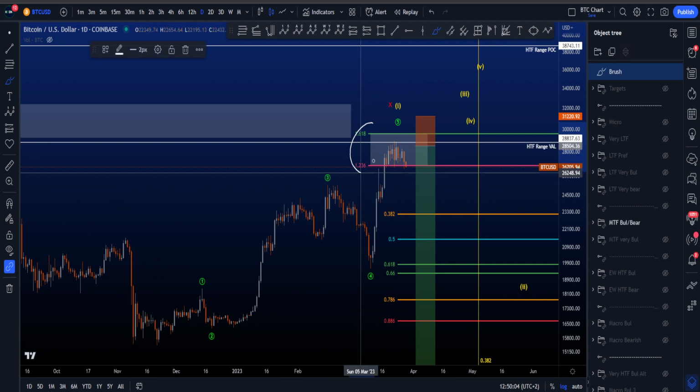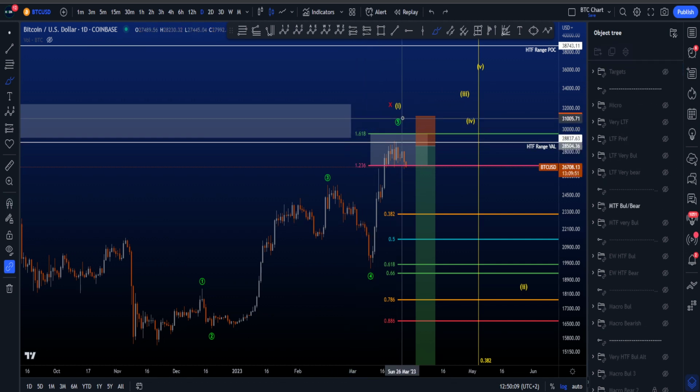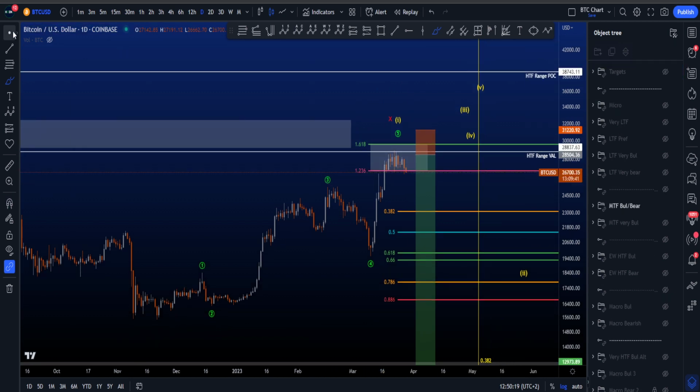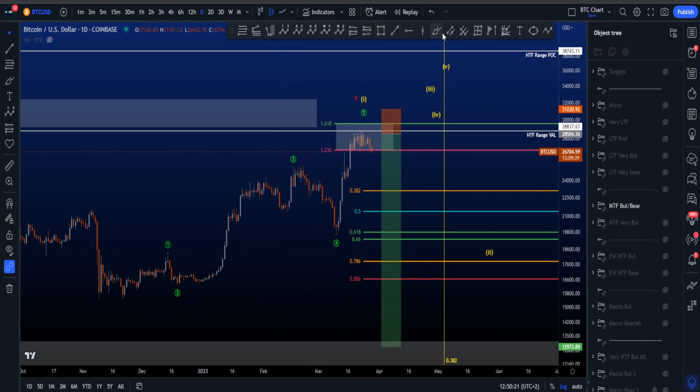The fibs that you see over here, the 1.236 and the 1.618, is the most common target for a wave 5 in green over here, pulled from the high of 3 to the low of 4. And as you can see, we have been ranging over here for a while, hitting the high time frame range value area low as important resistance, and we might now be looking for more downside.